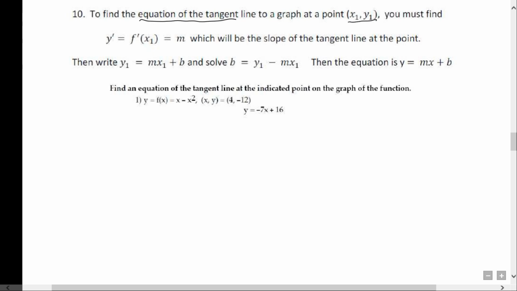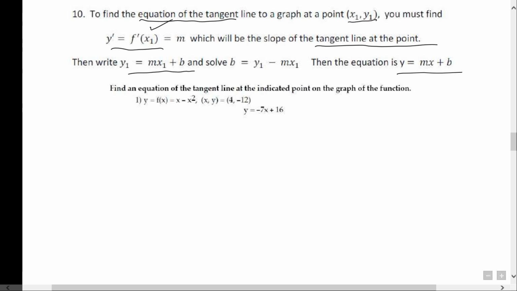What you need to do is first find the first derivative of the function and find out what its value is at the point x1. That will be the slope of the tangent line at the point. Then you write down y1 equal mx1 plus b and solve for b. Then the equation will be y equal mx plus b.